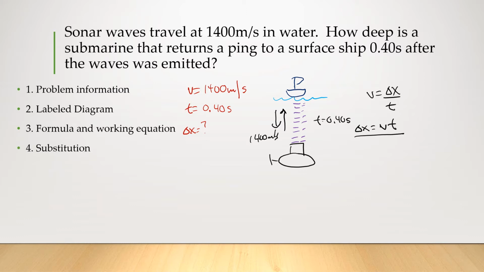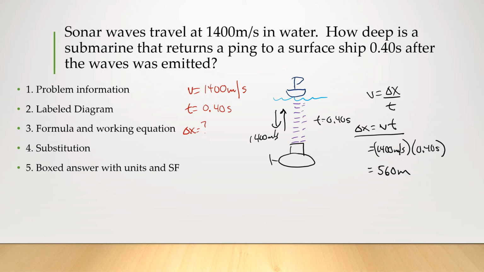Then we're going to do substitution. So we have 1400 meters per second times the time of 0.40 seconds. And if we solve for that, that is 560 meters. So then we want that to be our boxed answer with units and sig figs, so we box that, we think.